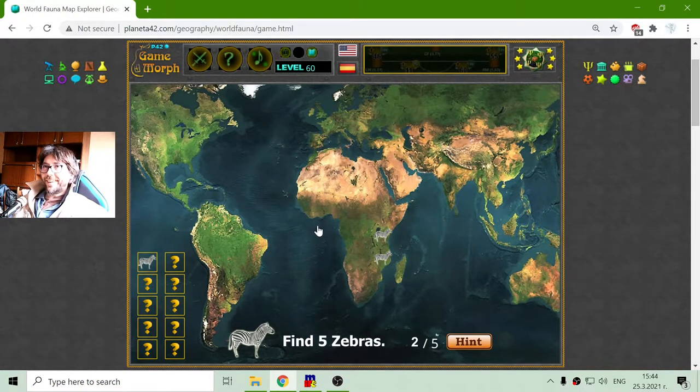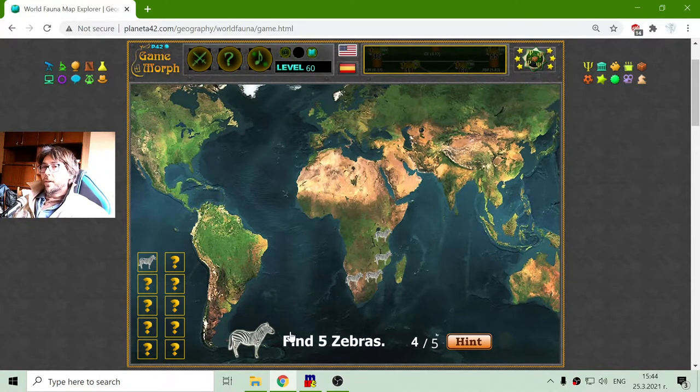Wait, I already found two zebras. There's another one. And I need one more zebra. So what I have to do, I just move the mouse over the map, and if there are some of the animals that I am looking for, now it is the zebra, they will just appear.